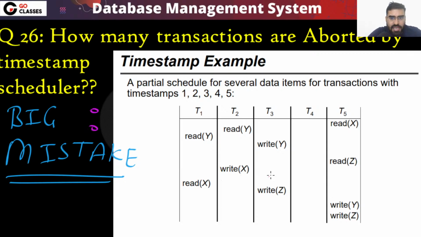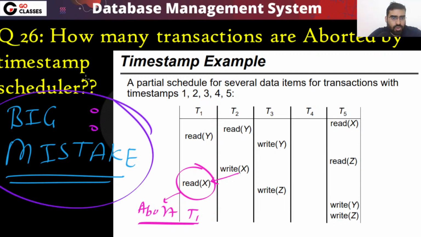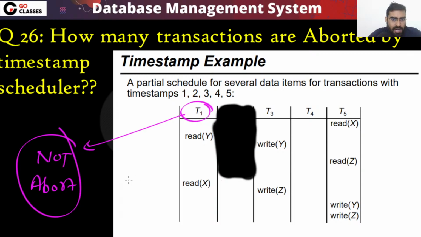The big mistake is if you randomly go and abort T1. If you randomly abort T1, this is a big mistake. Do you agree? Will you keep this mistake in mind, that T1 will not abort? Remember, T1 will never abort because there is no issue.